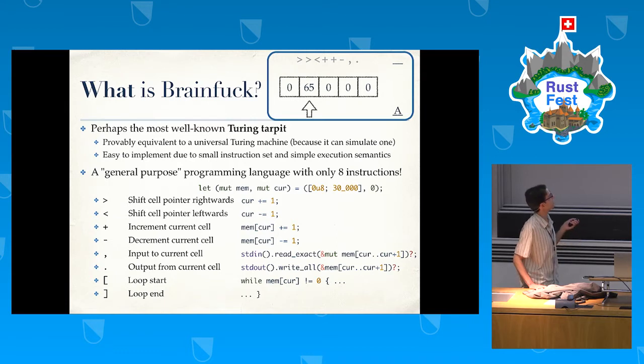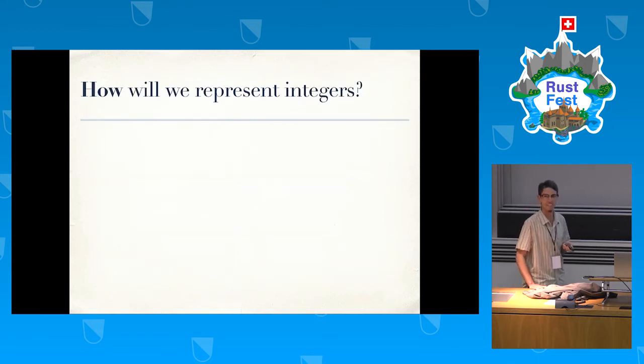Cool, so how are we going to implement this in a macro? I obviously don't have time to go through the whole thing, but I'm going to go through a few specific parts of the macro and techniques we use to implement this. So the first question is, what are we going to do about integers?